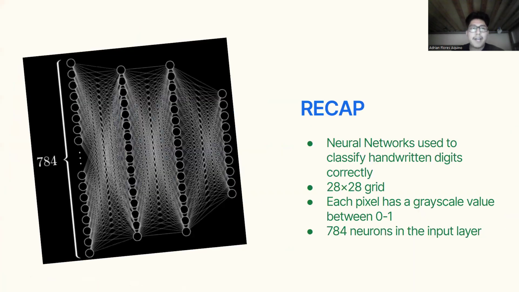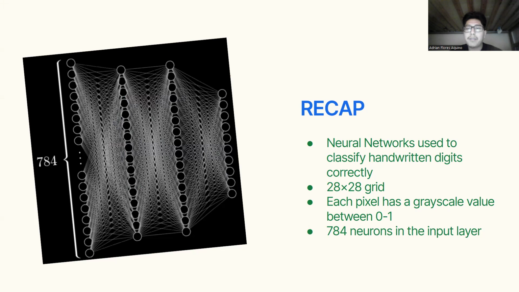Before getting started, I want to do a recap of my previous video, because it corresponds to this current video, which goes into more detail about neural networks. In my previous video, I talked about how neural networks are very good at classifying handwritten digits. This is done using a 28 by 28 grid, and each pixel corresponds to a grayscale value between 0 and 1.